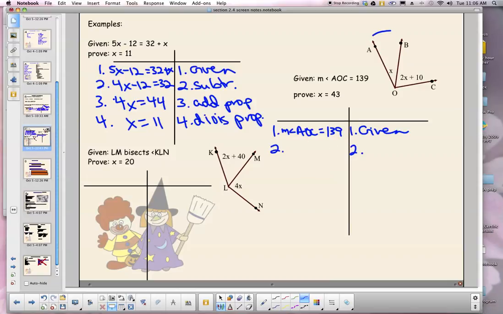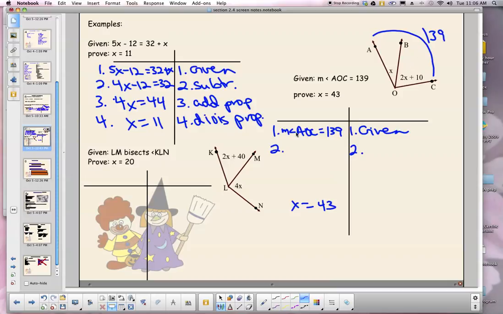Okay, so we know that AOC is 139 degrees. What we're trying to get down to is that x equals 43. That's what we're trying to prove. So somewhere along the line, we're going to have to do some algebra. So let's look at the picture. Let's get some hints from the picture. What do we know? Well, we know that the whole thing is 139. We know that AOB is represented by x and BOC is 2x plus 10. So if I add those together, I should get 139.